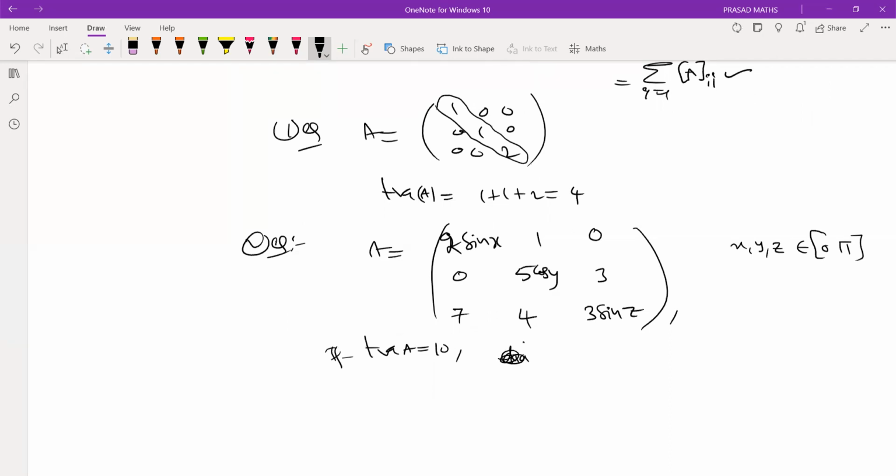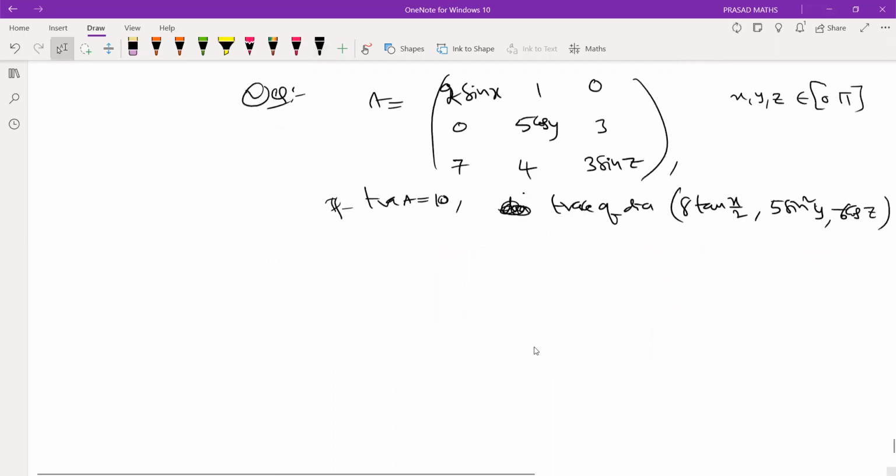the trace of the diagonal matrix with entries 8 tan x by 2, 5 sin square y, and minus 6 cos z. Understand? You are given that the trace of A is 10. What is the trace of the diagonal matrix 8 tan x by 2, 5 sin square y, minus 6 cos z? Anybody? What is the answer? What trace are you given? You are given that the trace of A is equal to 10.